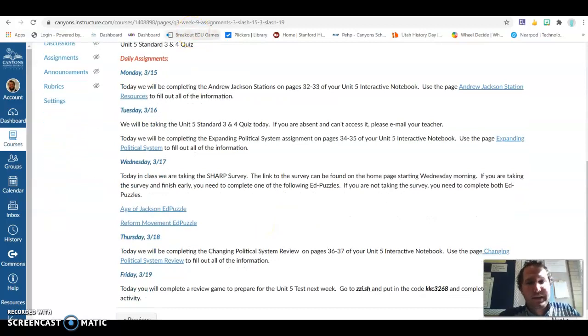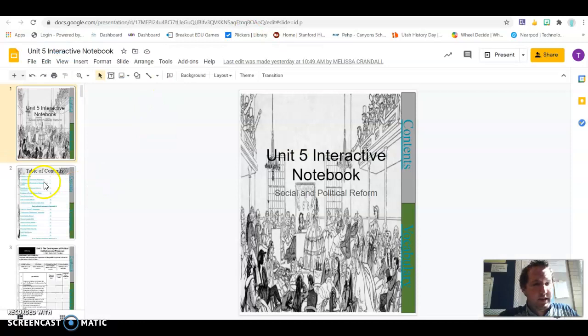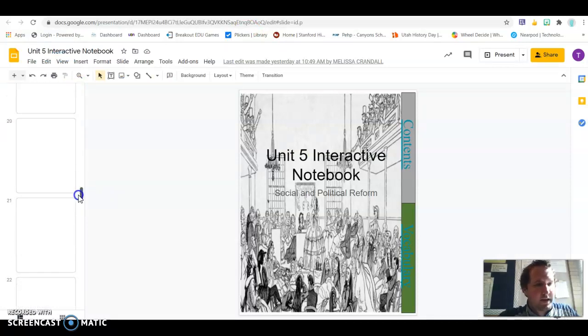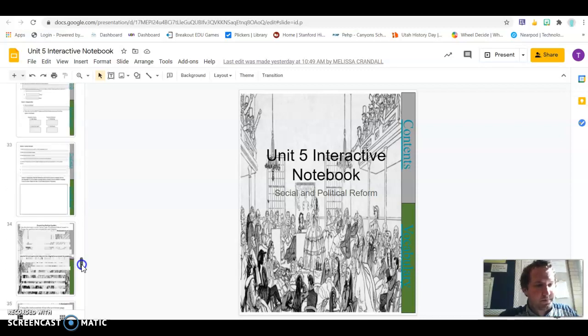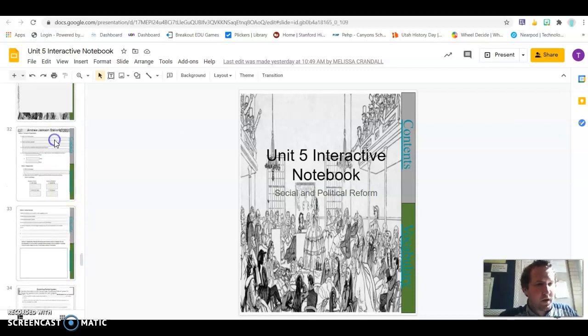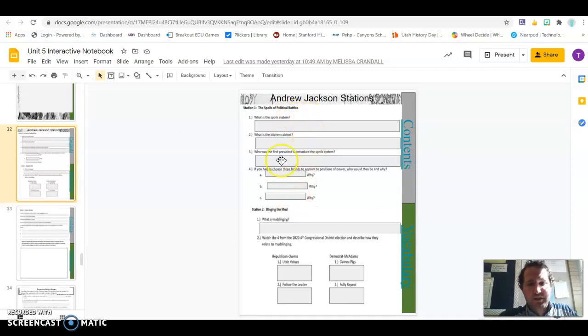So day by day, here's what it's going to look like. On Monday, you're going to open up your Unit 5 interactive notebook. You're going to go to page 32, where it says Andrew Jackson Stations.